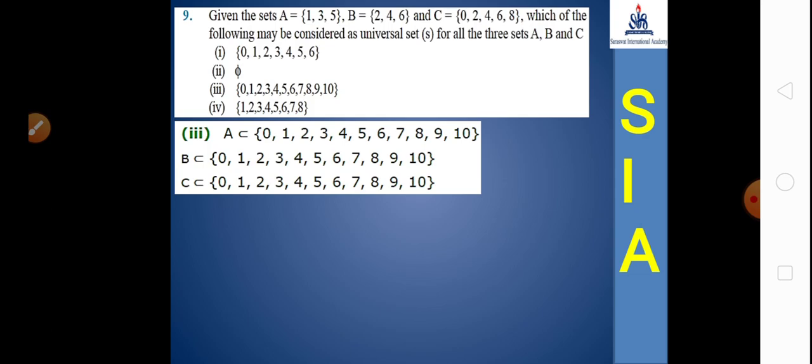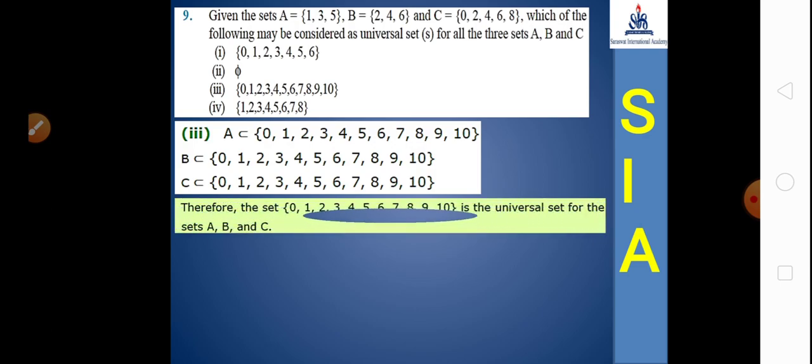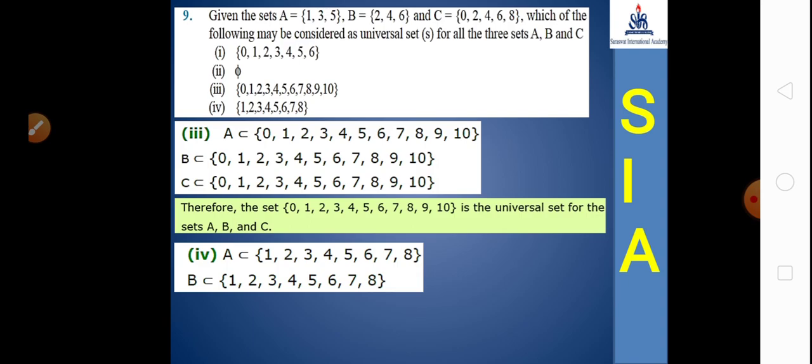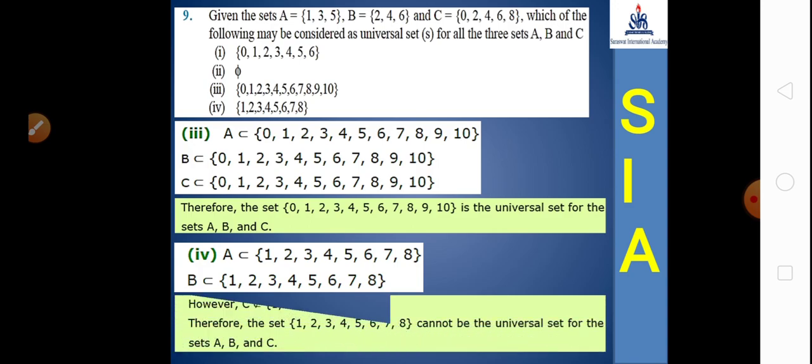Third, check 0 to 10. It means third option, check, right? So A is a subset of 0 to 10, B is also a subset of 0 to 10, C is a subset of 0 to 10. It means students, A, B, C elements are present in the third option, 0 to 10. That's why surely that is my universal set. And fourth, A is a subset of 1, 2, 3, 4, 5, 6, 7, 8. B is also, but C is not a subset. Therefore, my correct answer is the third one. The third one is my universal set because it represents A, B and C values.